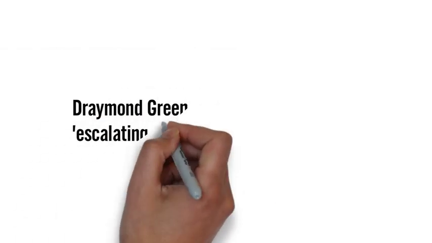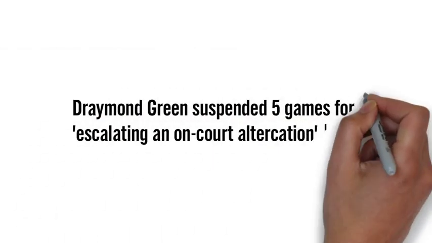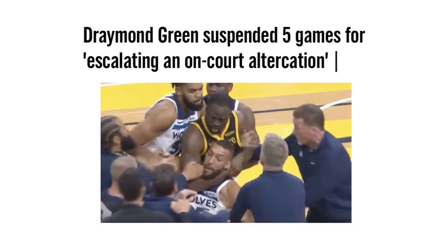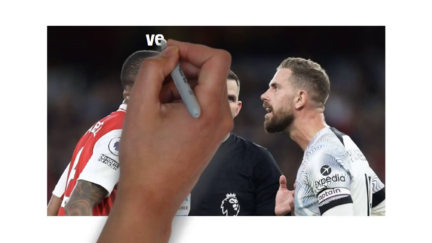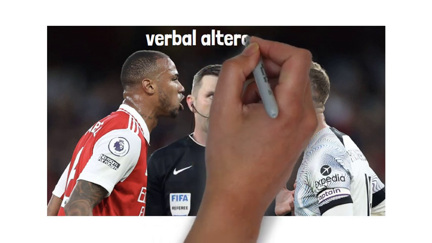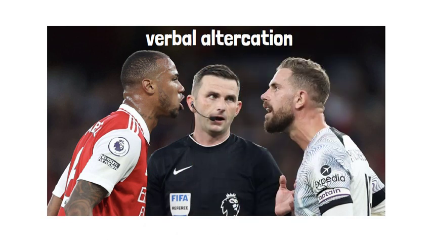For example, NBA player Draymond Green was recently suspended for escalating an on-court altercation. Here's a picture of that escalation. And while we are on the topic of sports altercations, here's a photo of Gabriel and Jordan Henderson getting into a verbal altercation after Liverpool defeated Arsenal.